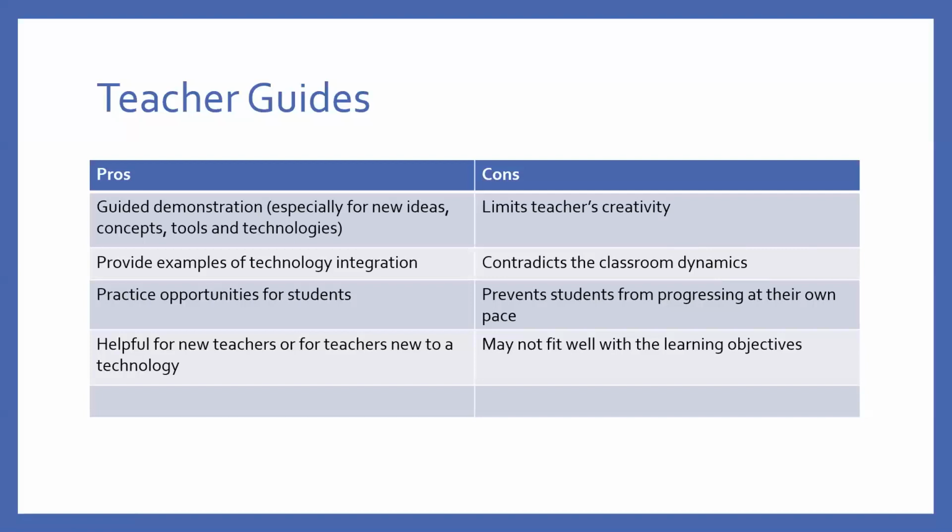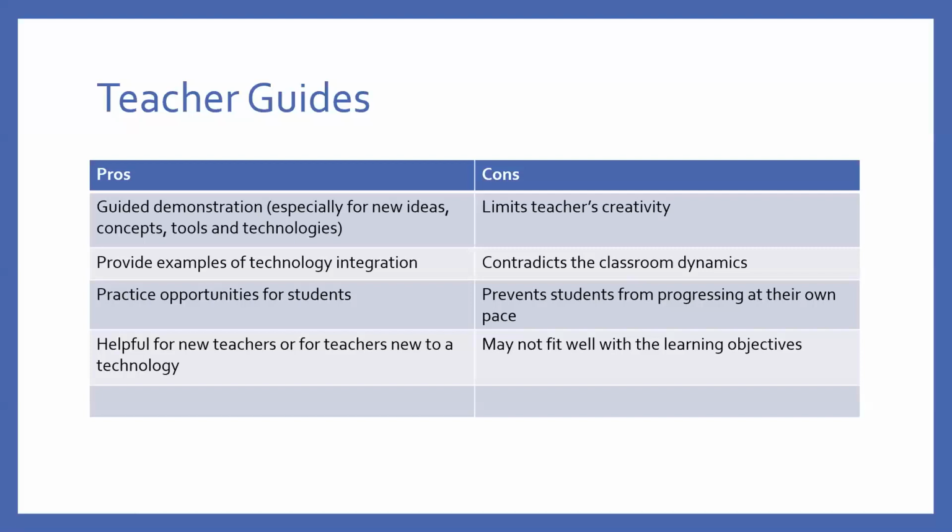There was also literature that said for those students who are at risk, teacher guides are not necessarily considering them. They're created for students who are just progressing normally. They don't consider those who are on the top and those who are at the very bottom. And then finally, they may not fit well with the learning objectives.